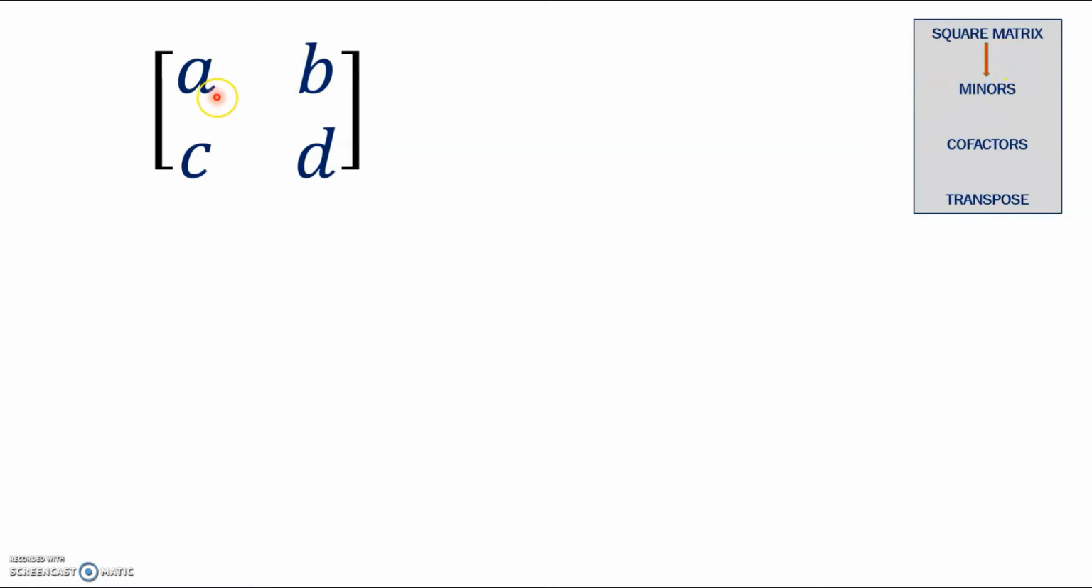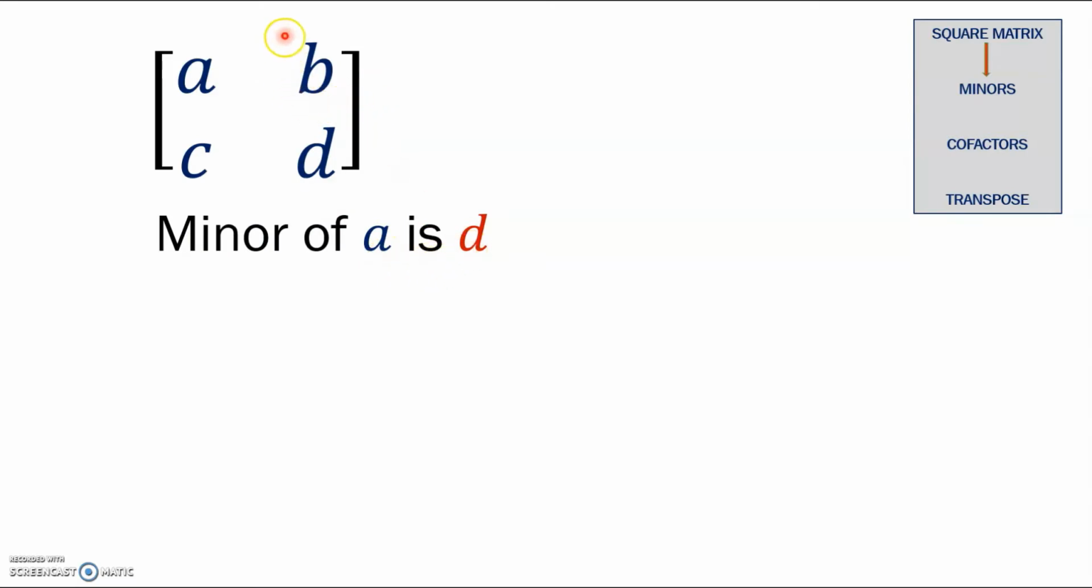All right. So let's consider this matrix A, B, C, D. It's a 2 by 2 matrix. To find the minor of this matrix, we need to find the minor of each element. So for A, the minor would be: remove the items which are in the same row and in the same column. So you are left with D. So D is the minor of A. So minor of A is D, right?